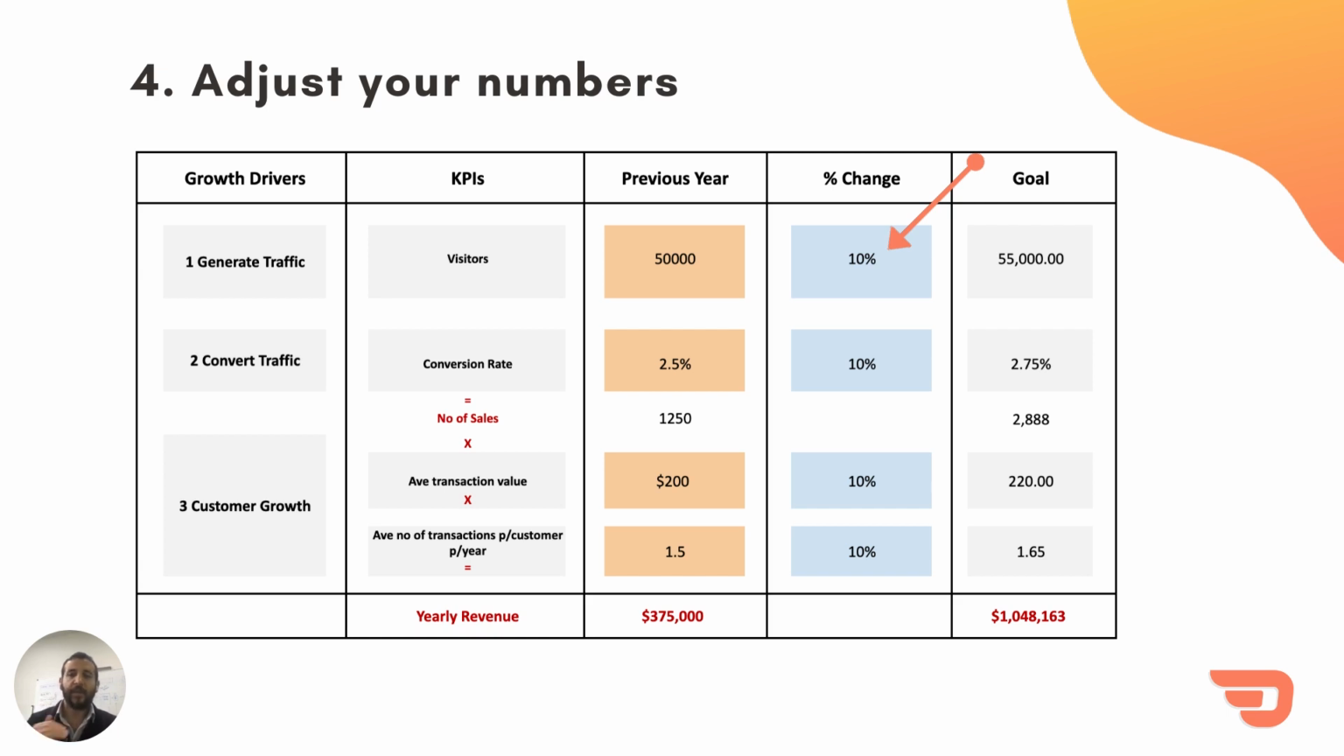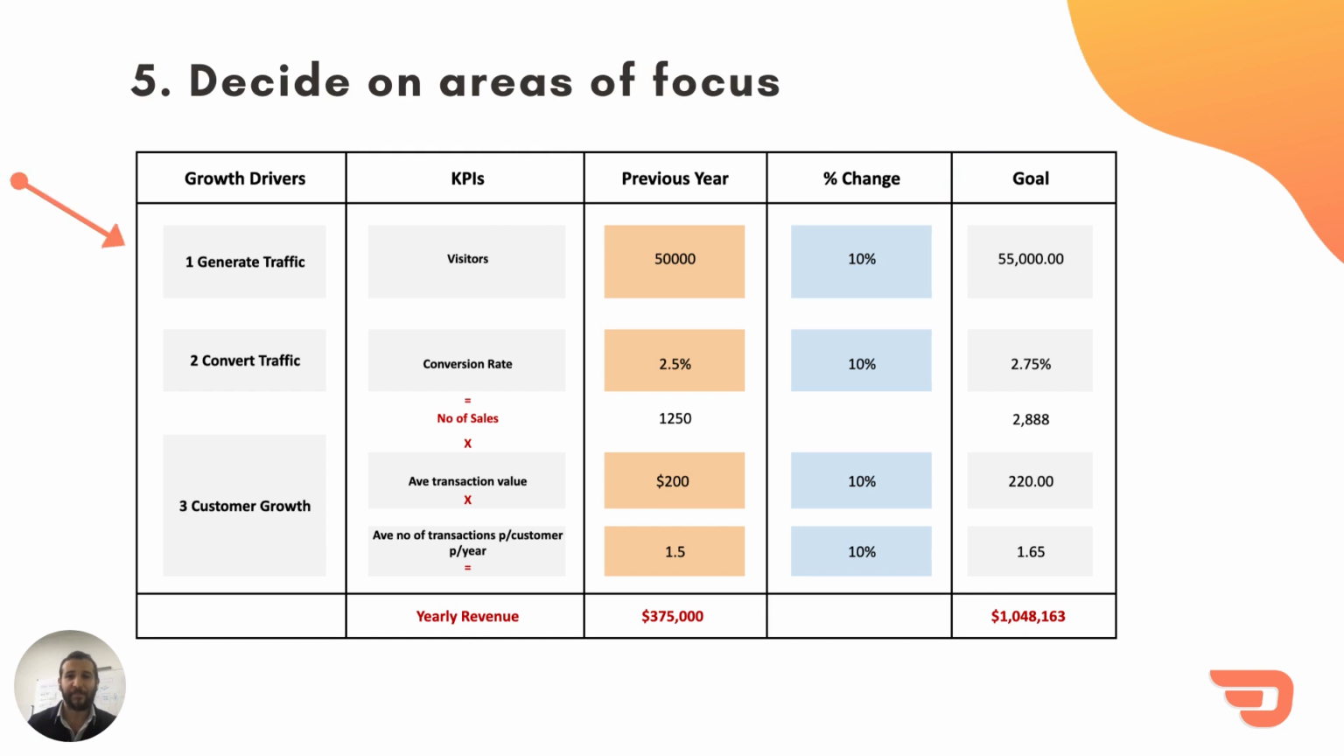Next, it's time to adjust your numbers. Consider whether you should adjust your percentage increases to move you closer to your ideal revenue goal. Right? But if you do, be careful. It's good to be ambitious. It's important to be ambitious, but you also need to be realistic. If hitting your goal requires you to adjust your growth percentage too much, maybe you need to revise down your ideal revenue goals for the year.